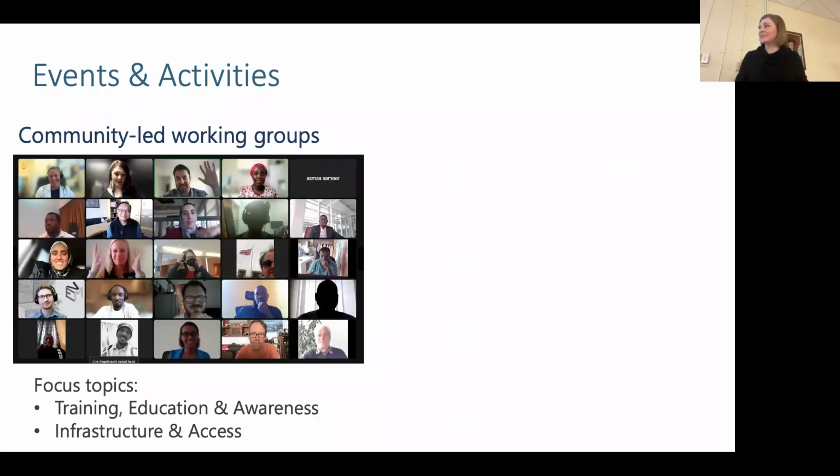As we are a community initiative, obviously the big thing is getting the community to work together. So we have some working groups. We have 2 working groups at the moment focusing on training and education, and the infrastructure and access, which is looking at expanding that information about what is there on the continent.